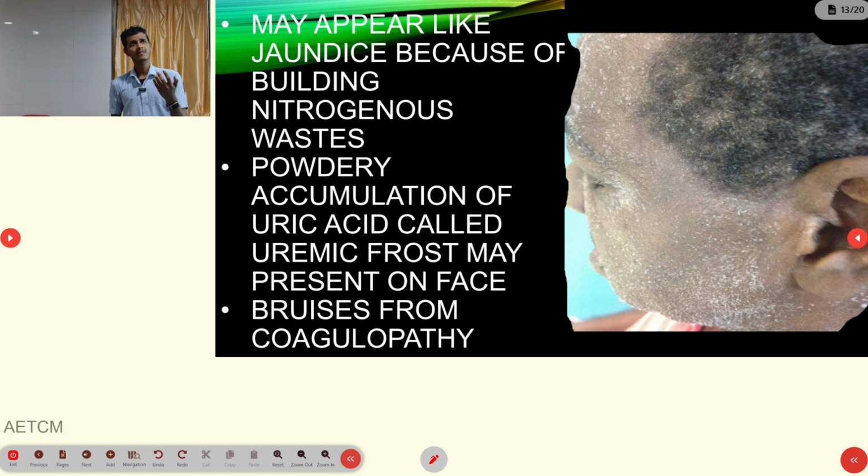Whenever we are handling cardiac arrest with a background of CKD, we have to strongly suspect whether that might be because of hyperkalemia or because of metabolic acidosis. These are the two major causes for cardiac arrest in the case of CKD.